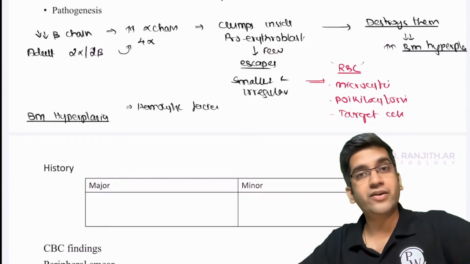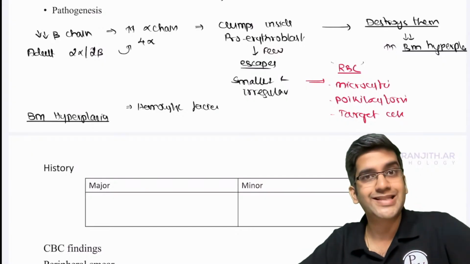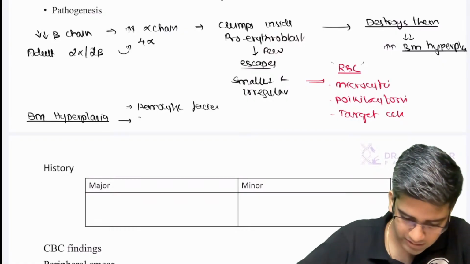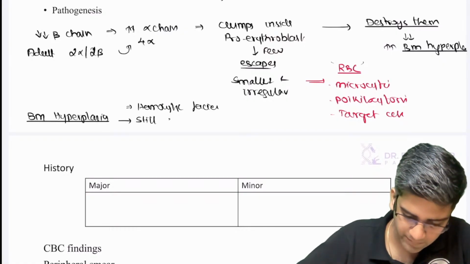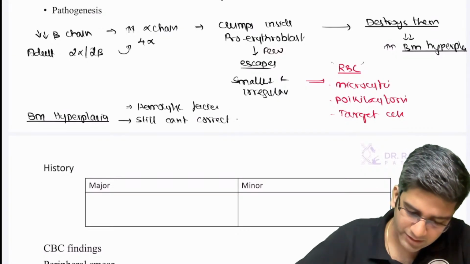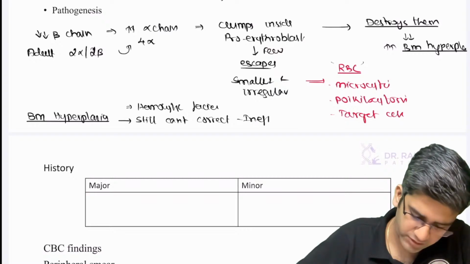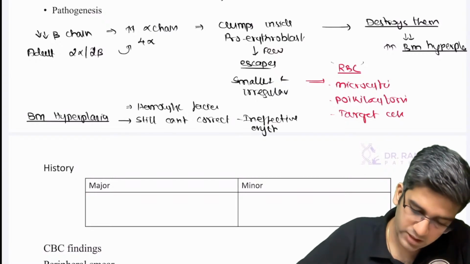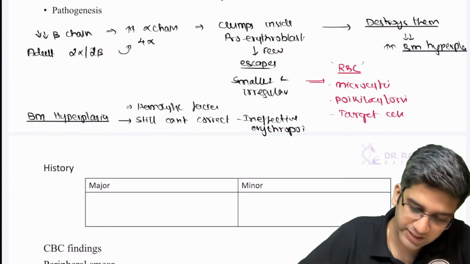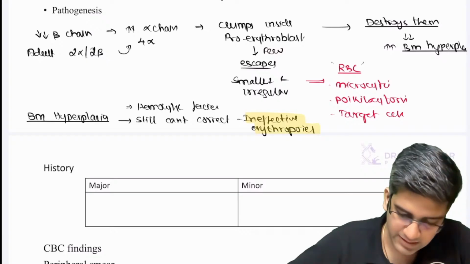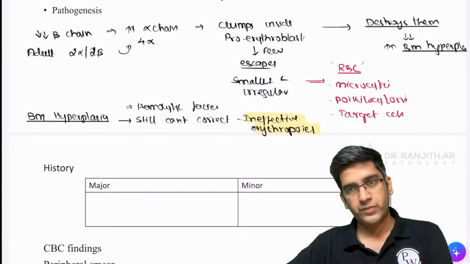Second, in spite of having so much bone marrow hyperplasia, still it's ineffective, right? There is bone marrow hyperplasia, but still it can't correct the anemia. So I'm going to call it an ineffective erythropoiesis. This word is important. If it's a long answer, I would expect this word in your exam paper in pathogenesis. It's an ineffective erythropoiesis, right?